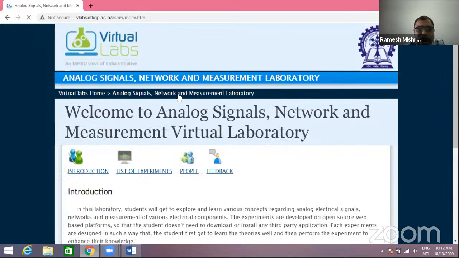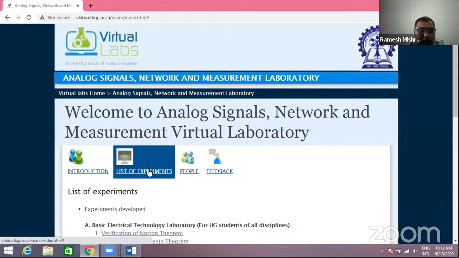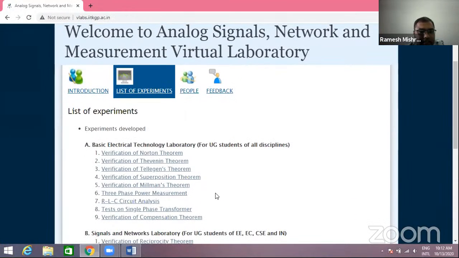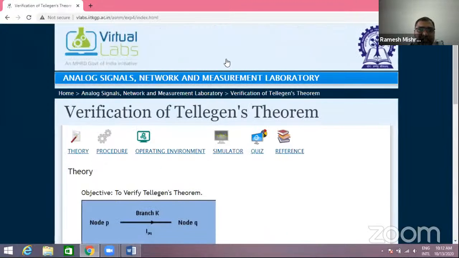First you go to the site. The name of the site is vlab.iitkgp.ac.in. In this, the virtual lab home, go for the Analog Signal Network and Measurement Laboratory. And then go to the list of experiments. In the list of experiments, there are several experiments. We go for verification of Tellegen's theorem.